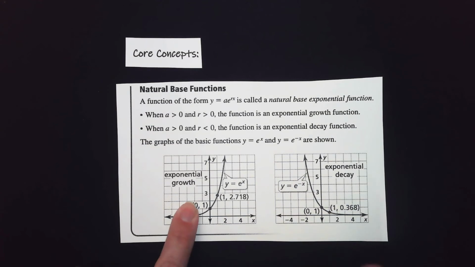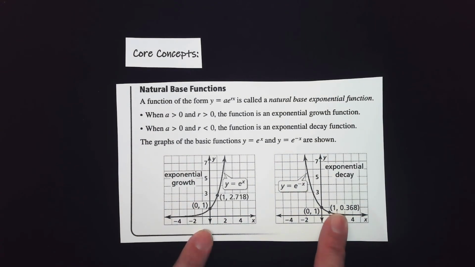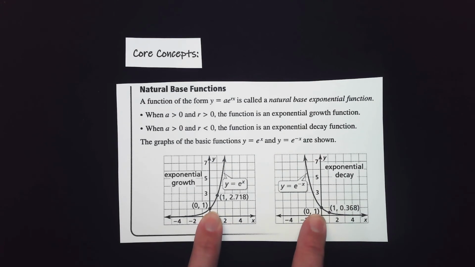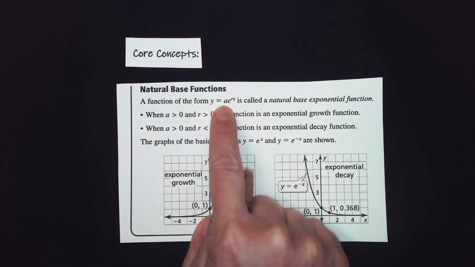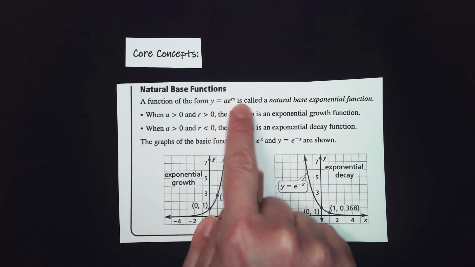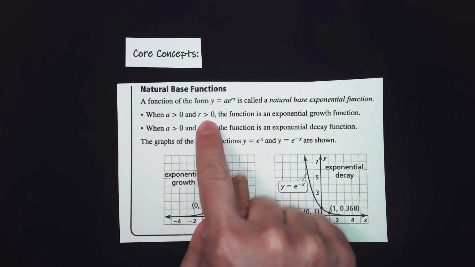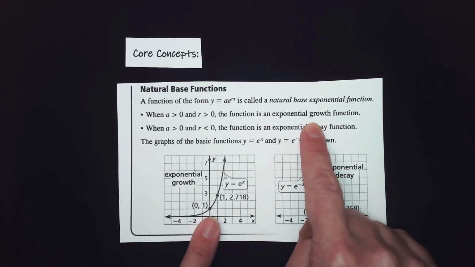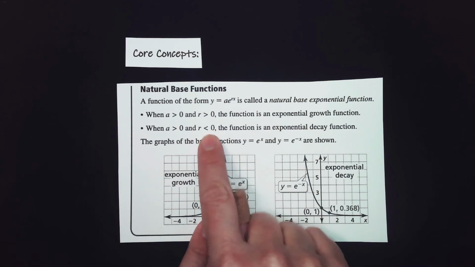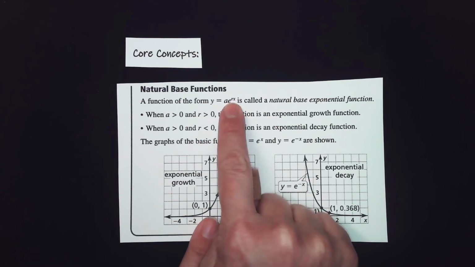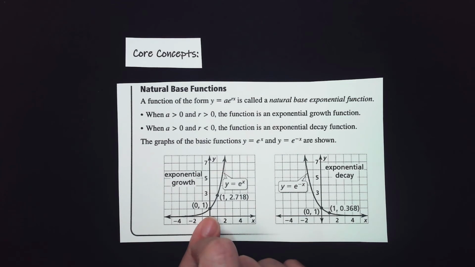We have growth, we have decay. Since there's growth and decay functions, they both go through the point (0, 1). A function of the form y = a e^(rx) is called the natural base exponential function. A has to be greater than 0, so it's positive, and r also has to be positive. If those are both true, then it's a growth equation. If a is positive but r is negative, which means your power will be negative, then it's a decay function.